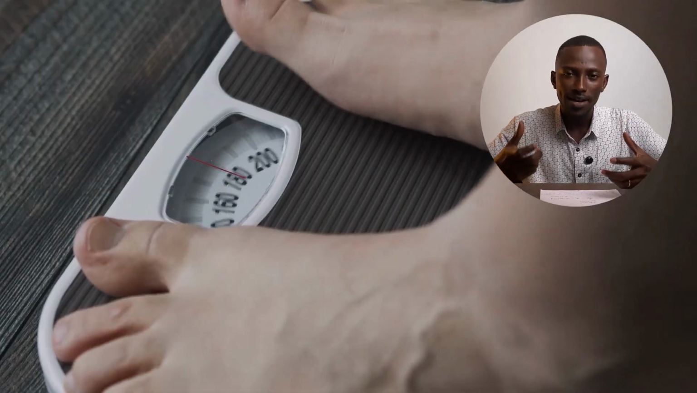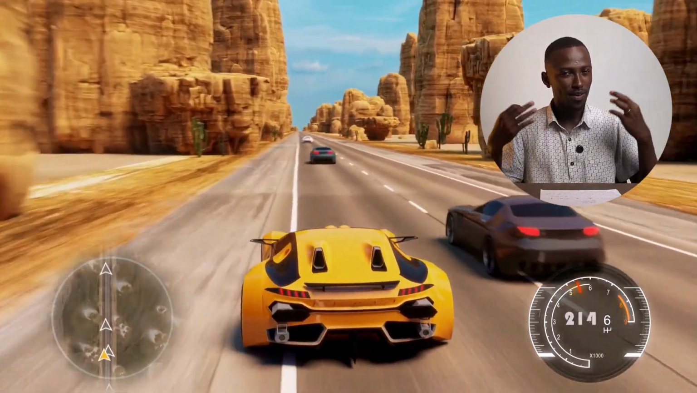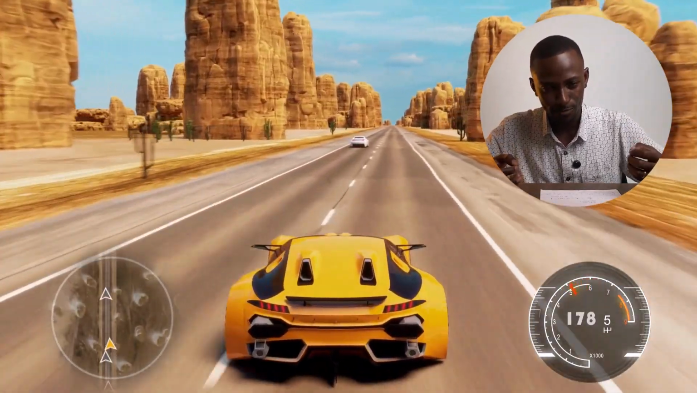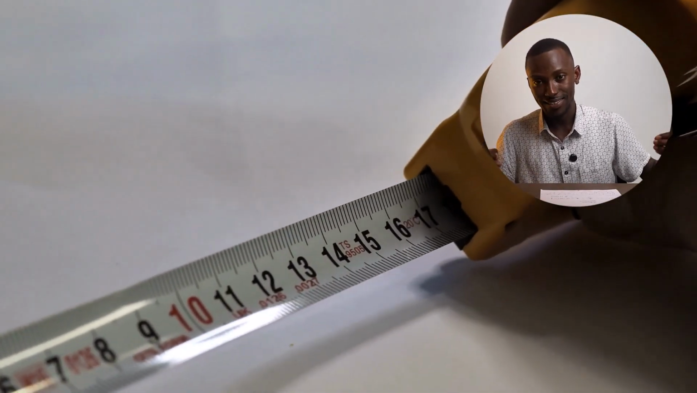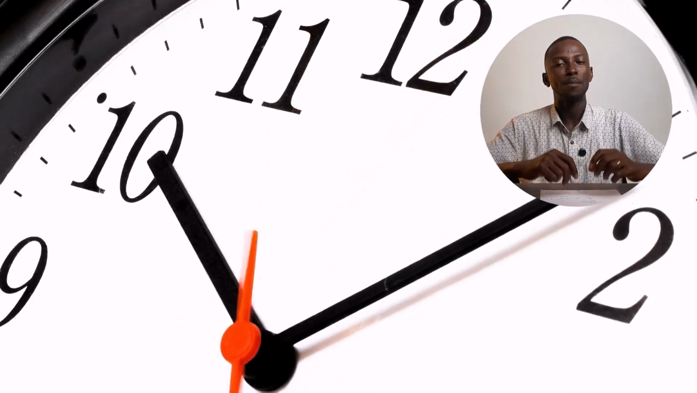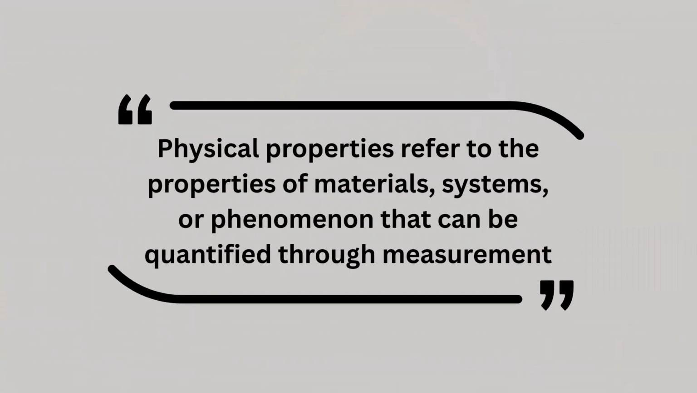So for example, the mass of an object can be measured. The speed of a car can be measured. The distance between 2 points can be measured. The time taken to complete a particular assignment can be measured. So the fact that we can measure all of these things means that they are known as physical quantities. So physical quantities refers to properties of a material, system, or phenomenon that can be quantified through measurement.